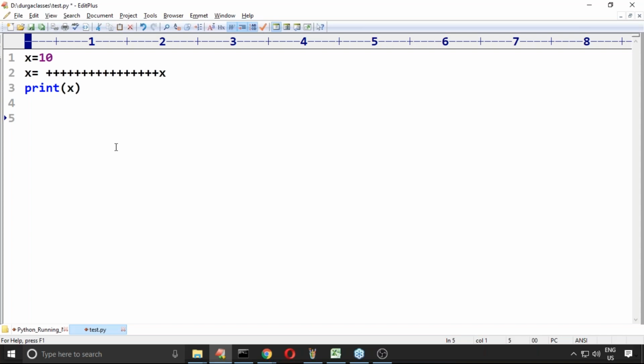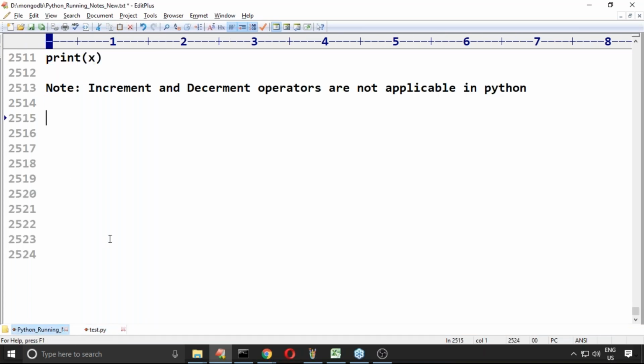Increment and decrement operators are not applicable in Python. By mistake, if you use plus plus or minus minus before the variable, it is still treated as the sign only, but not increment or decrement. This is one small thing you people should be aware of.